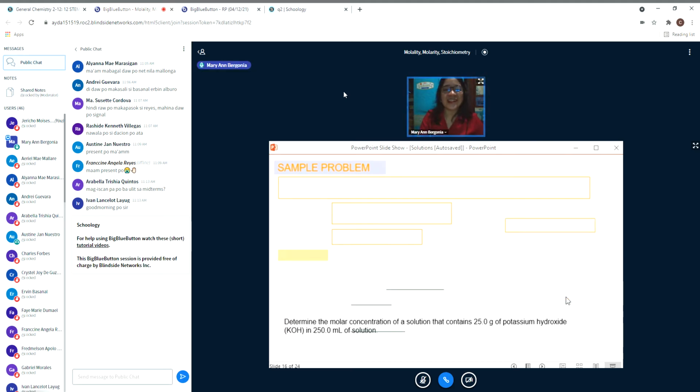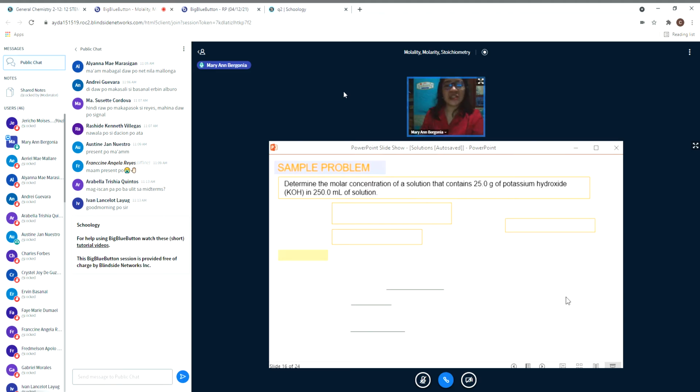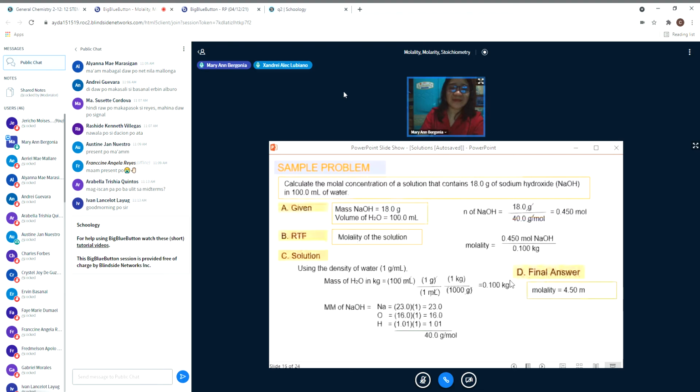Next, let's try this one. Determine the molar concentration. Yung 100, one significant figure lang po yun. 100, 1SF lang yun. Basta yung mga whole numbers na nagbibigay lang sila ng place value ng number, 1SF lang yun. Halimbawa, 100, 1,000, 1 million. Mga 1SF lang yun.